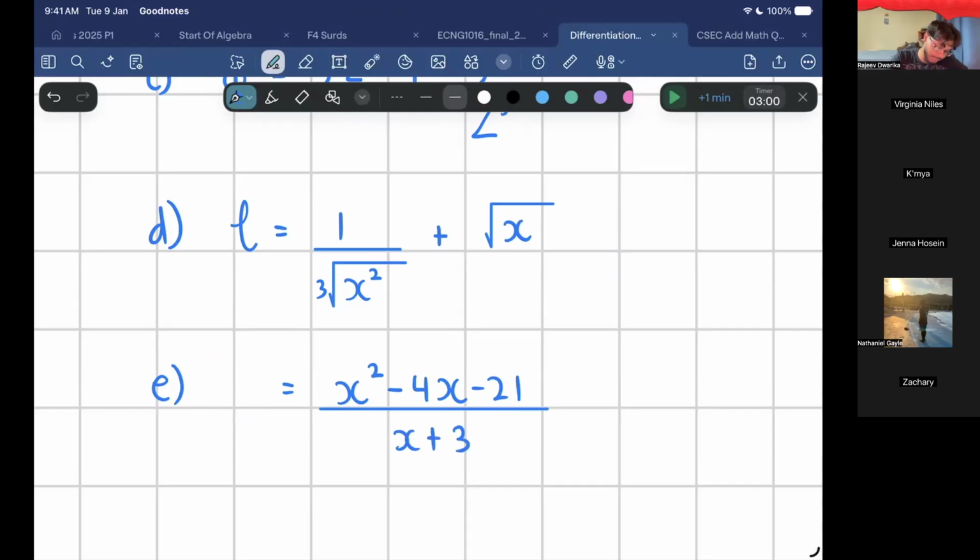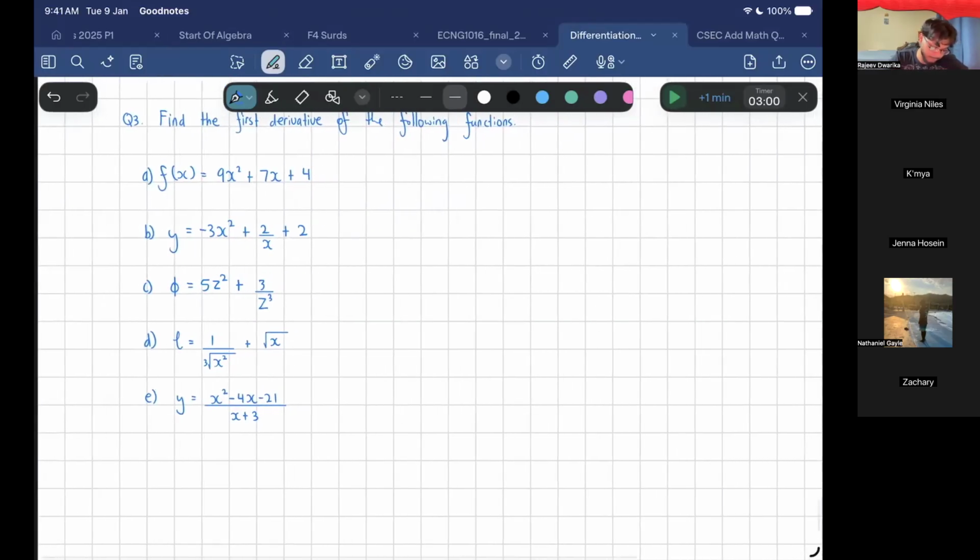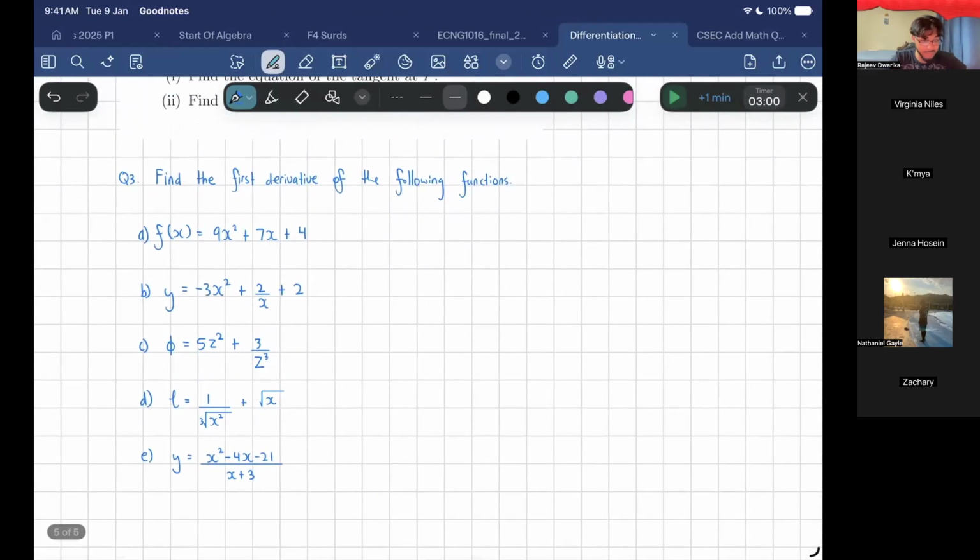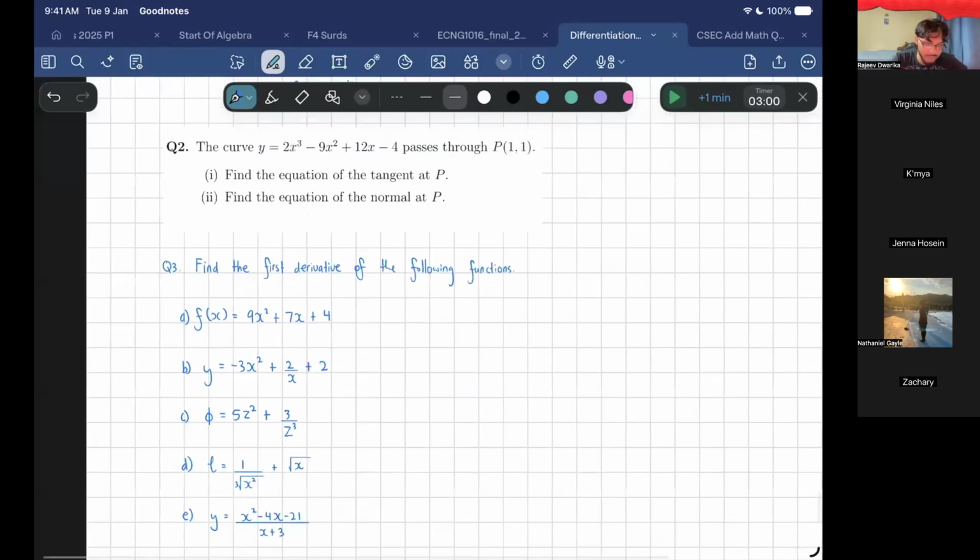Don't use ChatGPT on these, eh? I will know, because I use ChatGPT myself. So I will know. So that's bad.